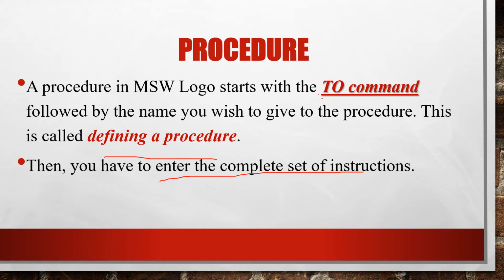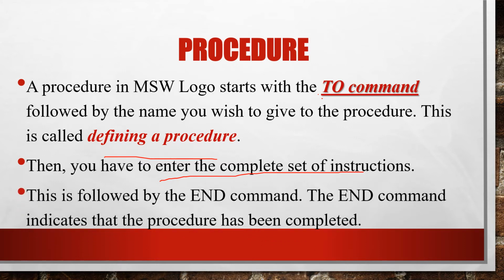After that, you have to enter the set of instructions. For example, if you want the turtle to move forward or backward, right or left, you give these commands after defining the procedure. And then at last you give the END command, which indicates that the procedure has been completed. So there are 3 things: first you define the procedure, next you enter the instructions, and at last you end the procedure with the END command. First you start or define, that is the TO command plus the name of the procedure.